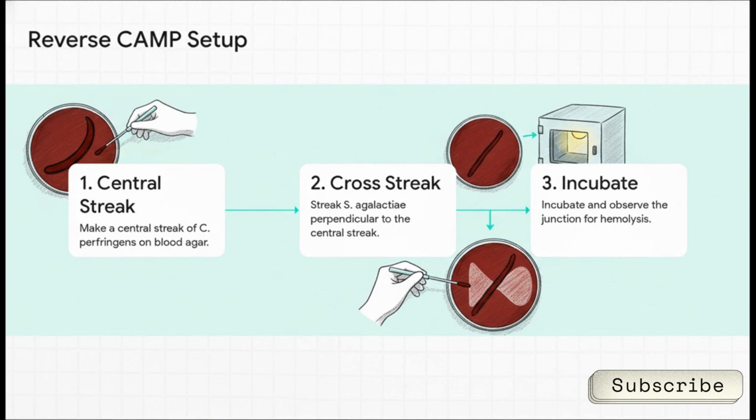And the setup for this is super easy. You take a blood agar plate and make one straight line down the middle with your unknown Clostridium. Then you streak a line of group B strep across it, at a right angle, but make sure they don't touch. Then you incubate it and look for the magic, where the two almost meet.